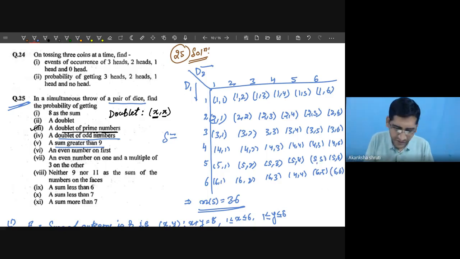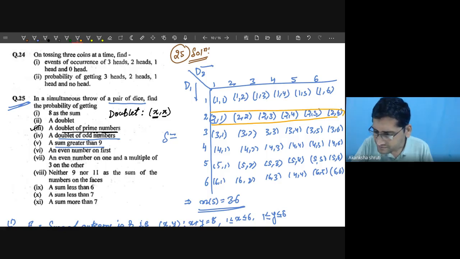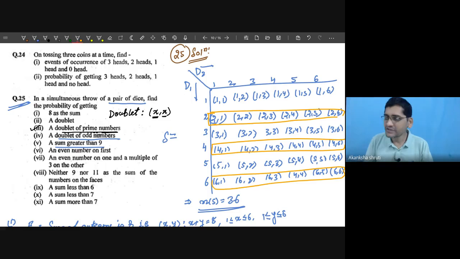Here on the first we need to have an even number, means it can be this entire one, another 4, this entire one, second row, and even for this row. So these 3 rows can give us. So how many are there? It is 1, 2, 3, 4, 5, 6.